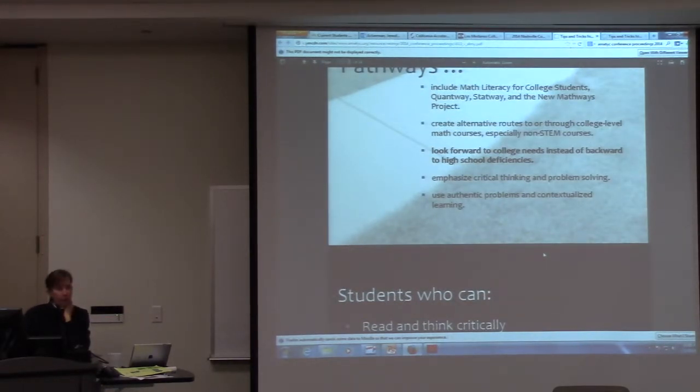Looking forward instead of backwards. So at Diane's meeting where she talked about CPE changes, what we need to ask ourselves is, what do our college students need to be successful? And then develop it based on that criteria and not necessarily a list of competencies.